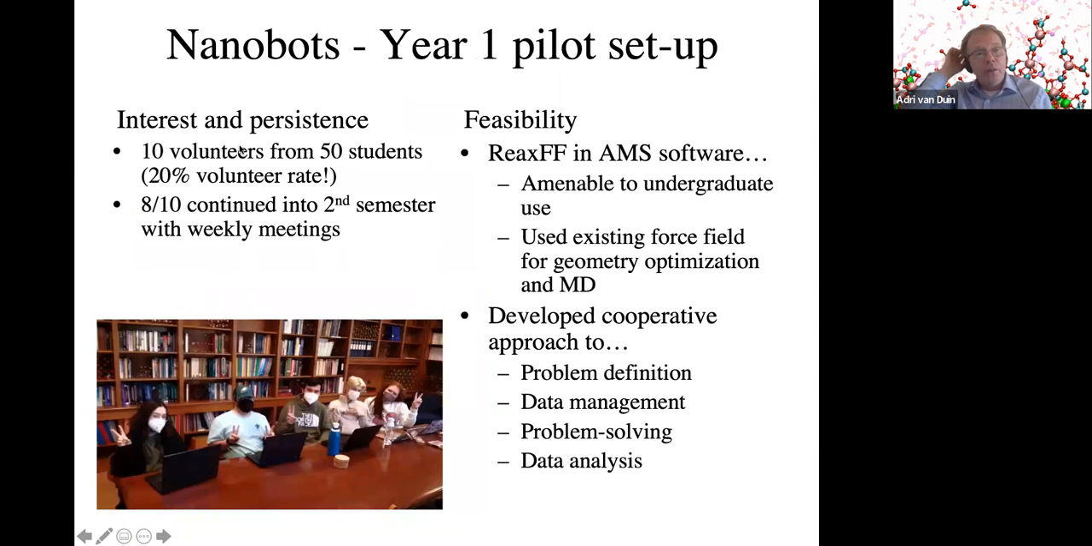And so this actually works remarkably well. She exposed this to 50 students, and that resulted in 10 students actively getting involved in these types of simulations. And also a significant subsection of that, 80%, signed up for a second semester.